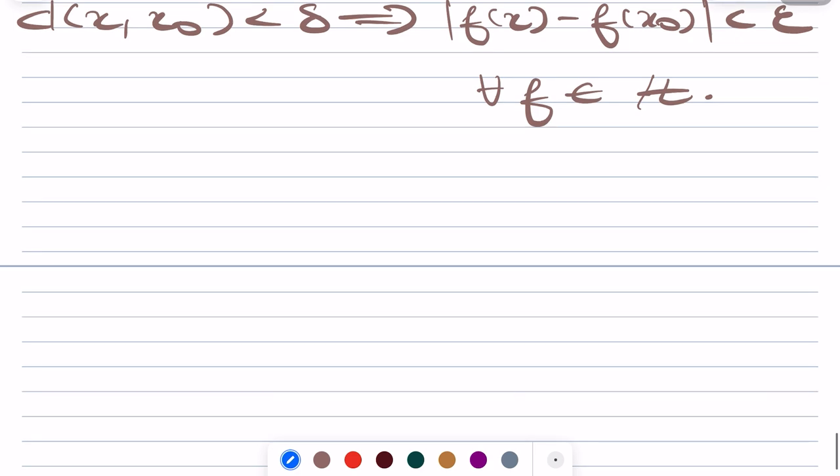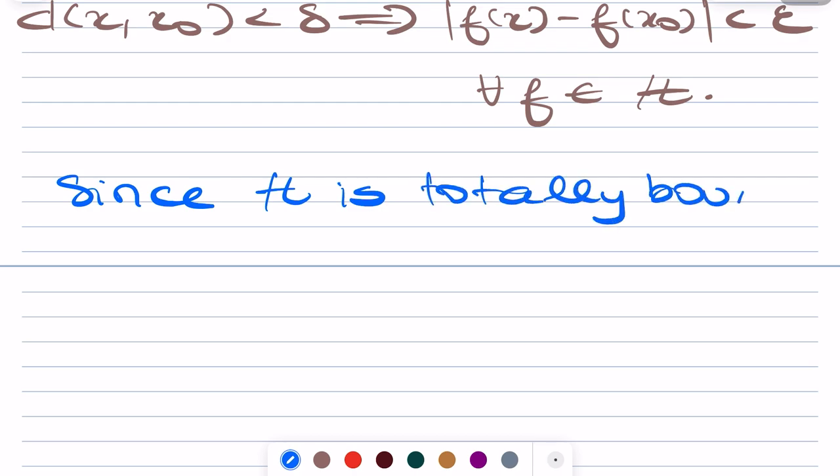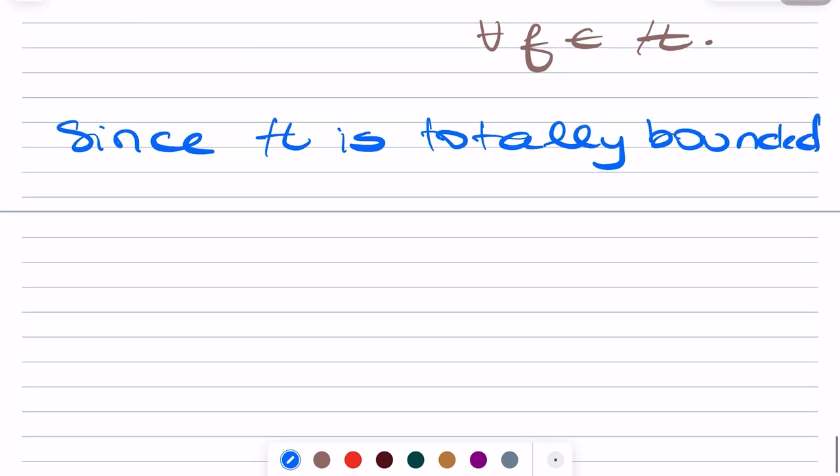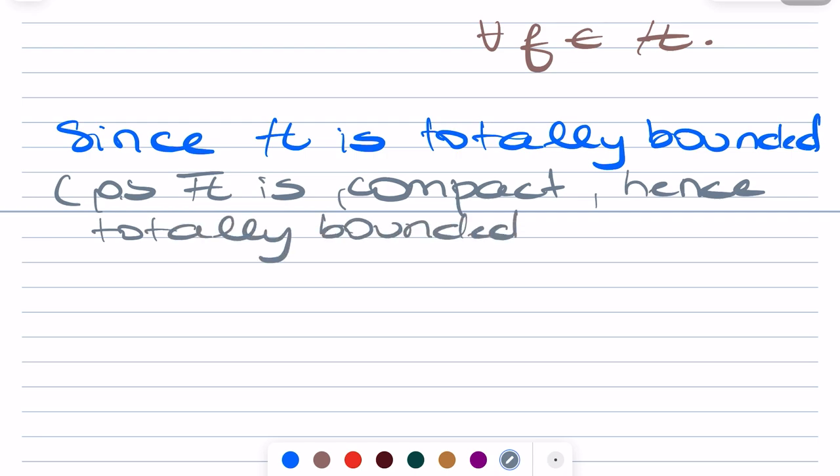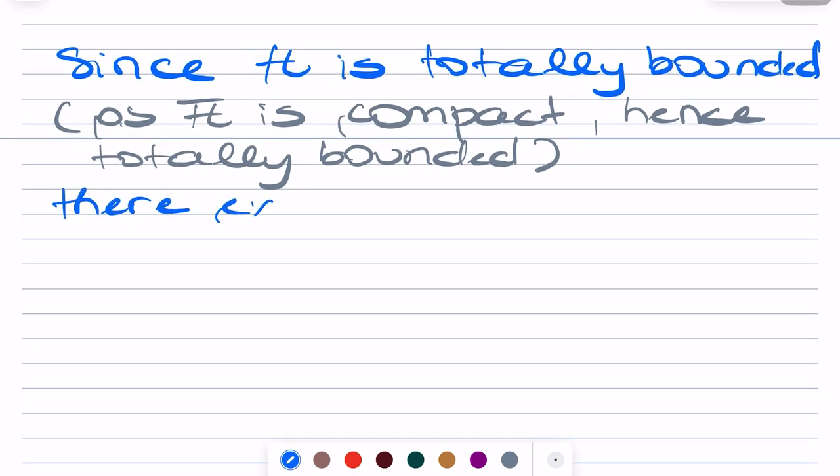Now, since H is totally bounded, as H bar, the closure of H, is compact and it's totally bounded, that implies that H is actually totally bounded. So since H is totally bounded, we have, this is just by definition, they exist.